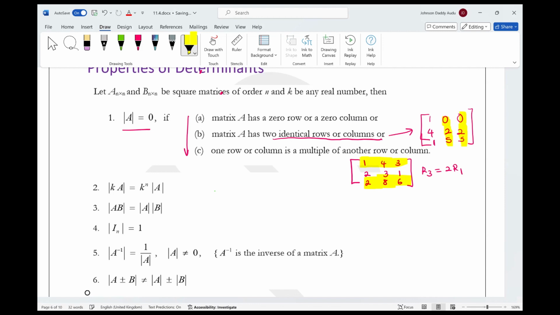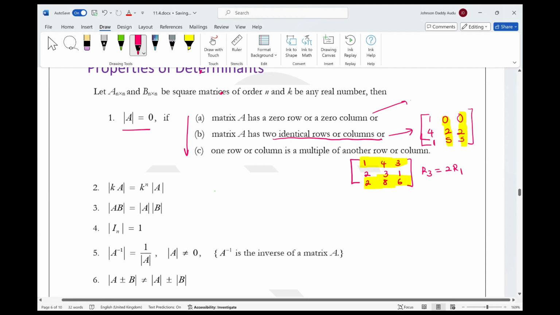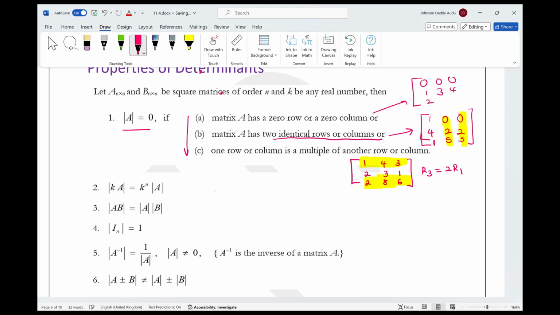Then this one is the first one. It says if you have any row or column that is identically 0, then you know there's going to be a problem. For example, if you have a matrix, let's say 0, 0, 0, 1, 3, 4, 2, 1, 6. Now see the first row, all 0. So it means the determinant is going to be 0.